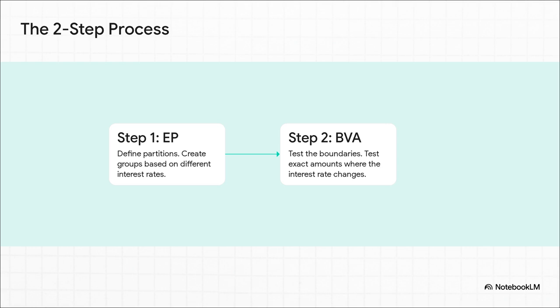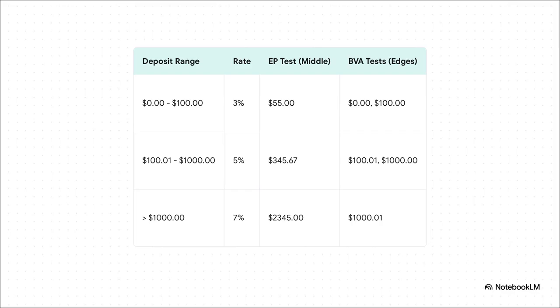The process is actually pretty simple. Step 1. We use equivalence partitioning to map out our groups. For instance, deposits from $0 up to $100 get 3% interest. That's our first partition. Then, deposits from $100.01 up to $1,000 get 5%. That's our second partition. And then, step 2. We use boundary value analysis to zoom in on the exact dollar amounts where those rates are supposed to change.